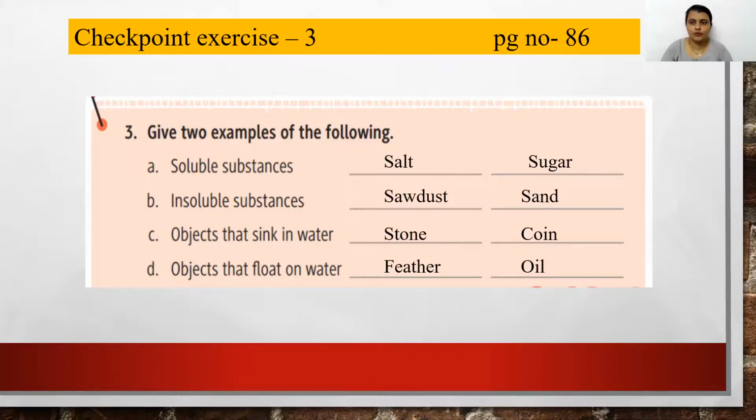Now we will move to C, objects that sink in water. So which are the objects that sink in water? Stone and coin, right? You can write other examples also, pebbles, pencil, these things that sink in water. Now, D, objects that float on water. Right now, I have discussed feather and oil. These are the examples, right? These are the objects which are going to float on water.